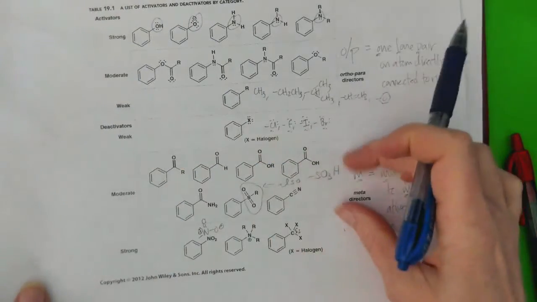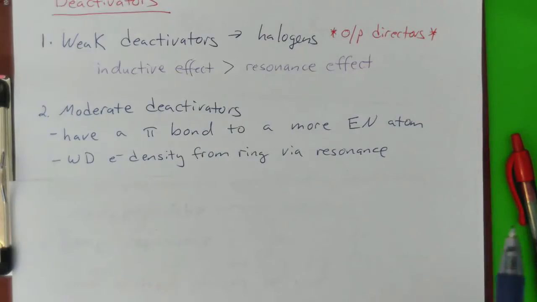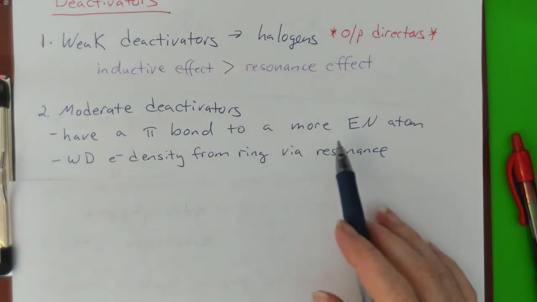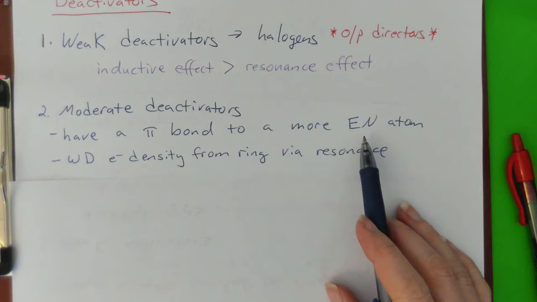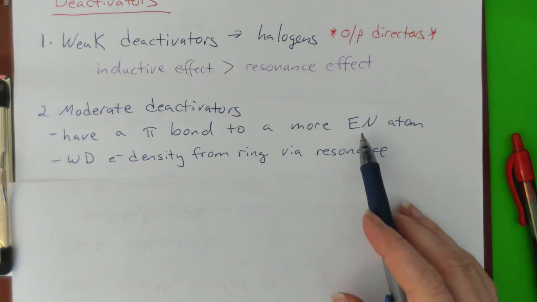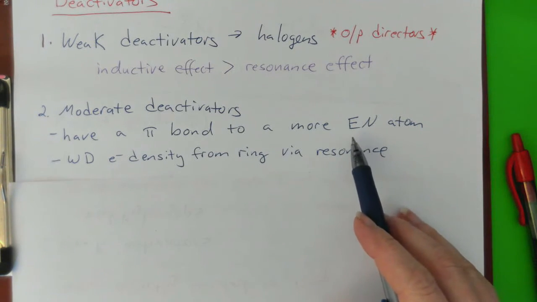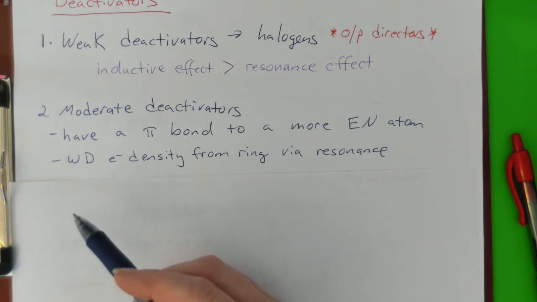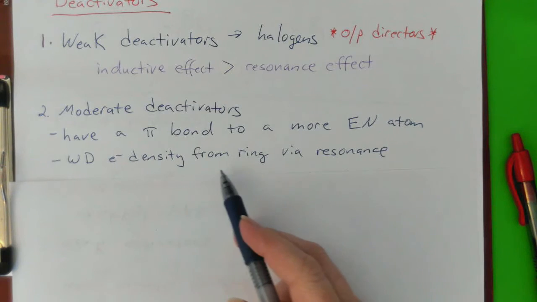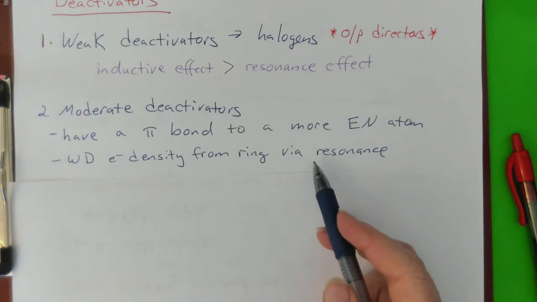So if I look at this table here, I see the moderate deactivators here. These have a pi bond to a more electronegative atom. So something like a benzaldehyde, for example, where you have a carbonyl carbon that's double bonded to an oxygen, which is more electronegative than carbon. So they're going to withdraw electron density from the ring via resonance.